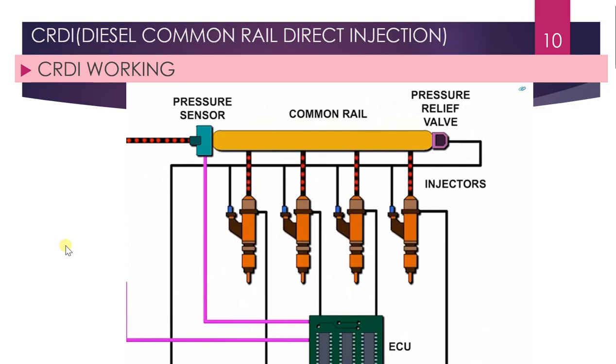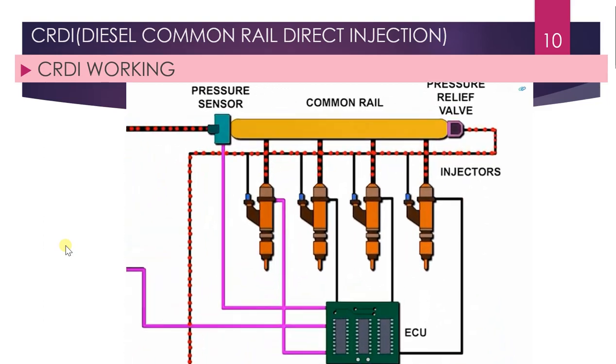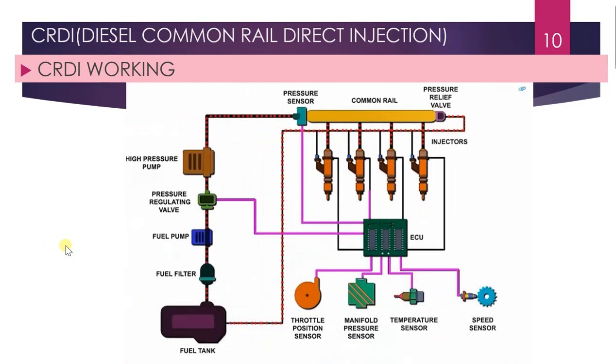If excess pressure gets created in the rail, the pressure control valve will release fuel back to the tank. The ECU detects the engine conditions on receiving signals from the sensors and controls the injectors for injecting the correct quantity of fuel at the correct time. Thus, the fuel gets injected into the cylinders at higher pressure based on the requirements.